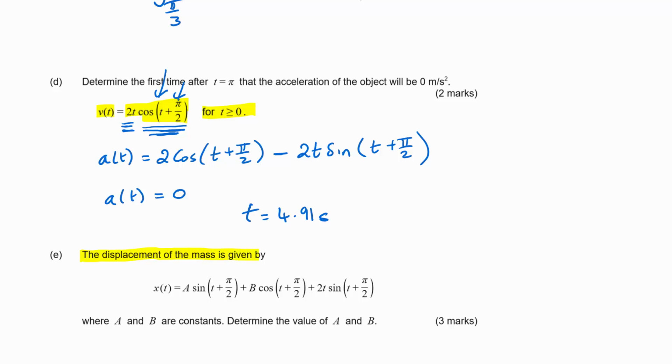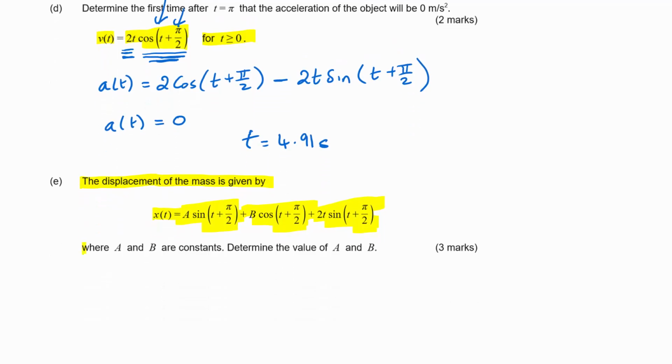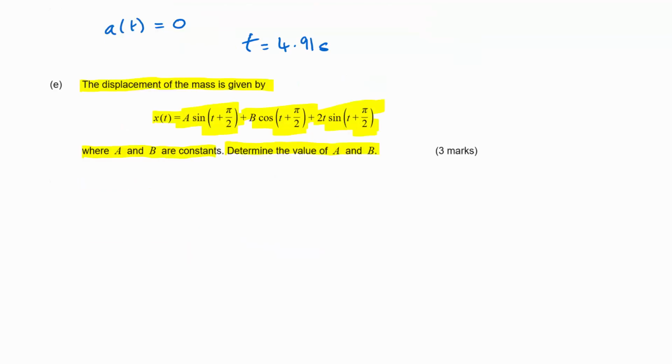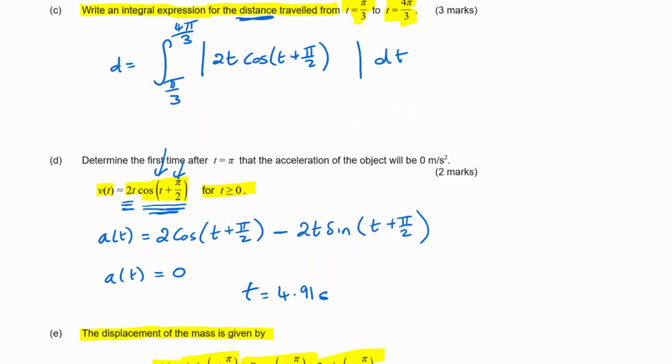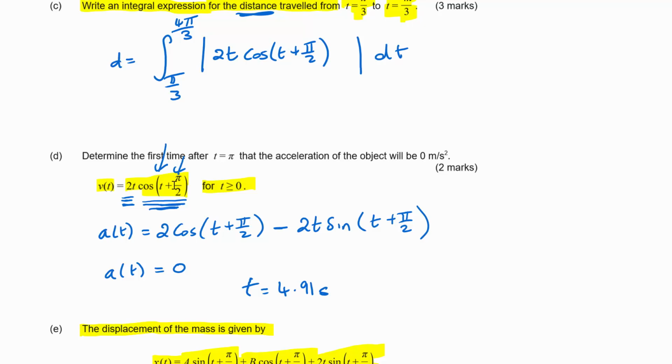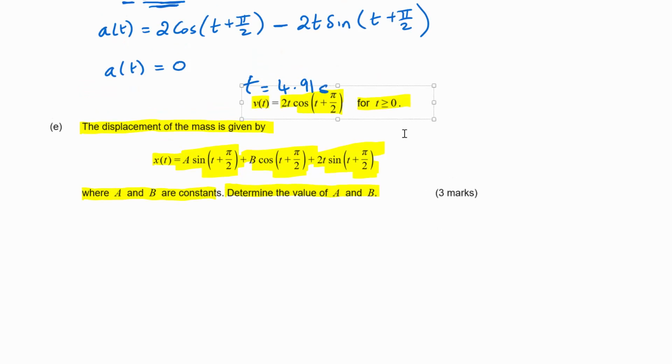The displacement of the mass is given by x of t is a sin(t + pi/2) plus b cos(t + pi/2) plus 2t sin(t + pi/2), where a and b are constants. Determine the value of a and b. Now we know some things about the velocity. We know that the velocity is 2t cos(t + pi/2).